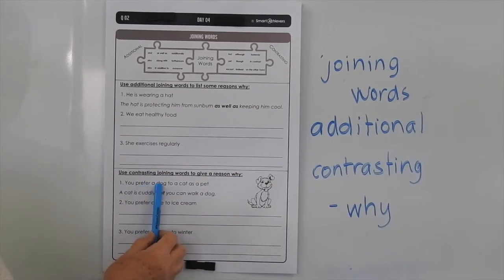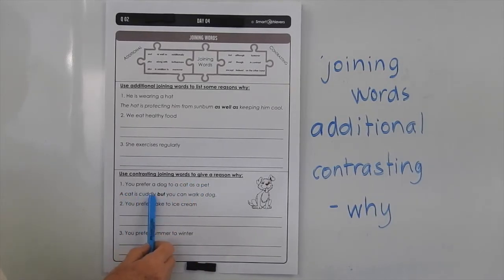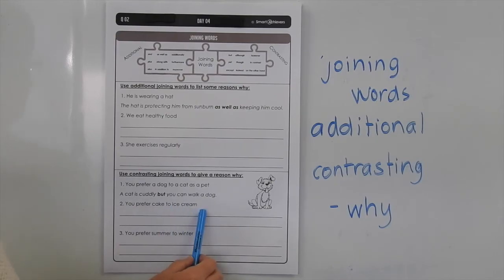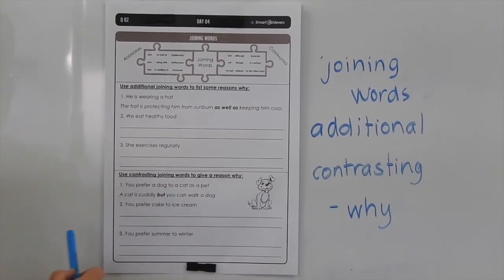So you prefer a dog to a cat as a pet. Why? Because a cat is cuddly, but you can walk a dog. So you prefer cake to ice cream, so you have to give one reason, then you have to give a contrasting reason. So see if you can finish those. If you have difficulty, try discussing it within your group.